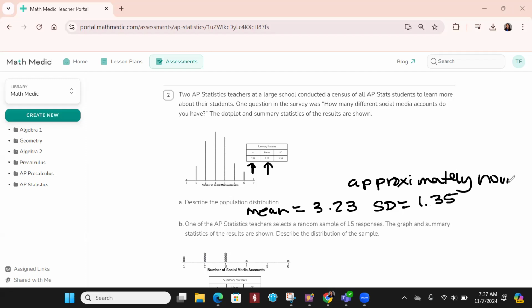And we're going to say it is approximately normal. If you were on the AP exam, you would want to talk about it in context. So it's approximately normal with the distribution of whatever we were talking about: how many different social media accounts do the AP Stat students have?